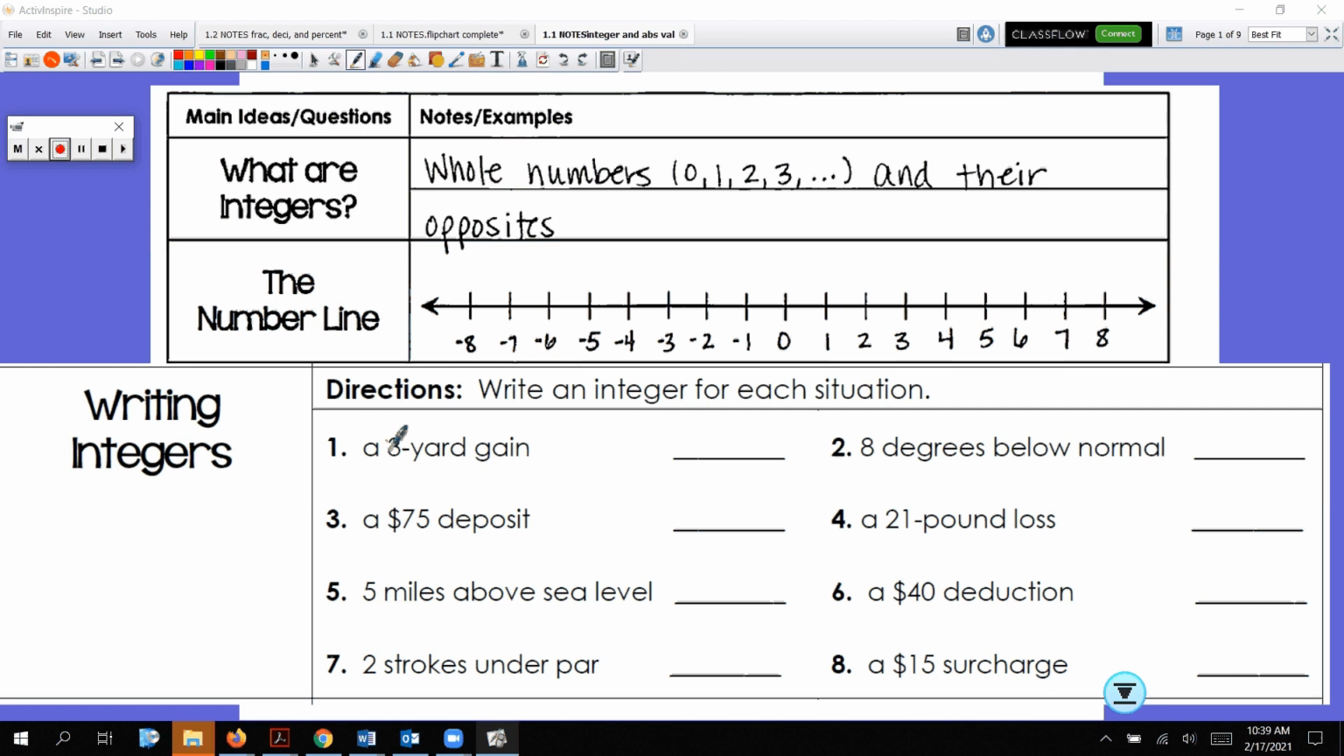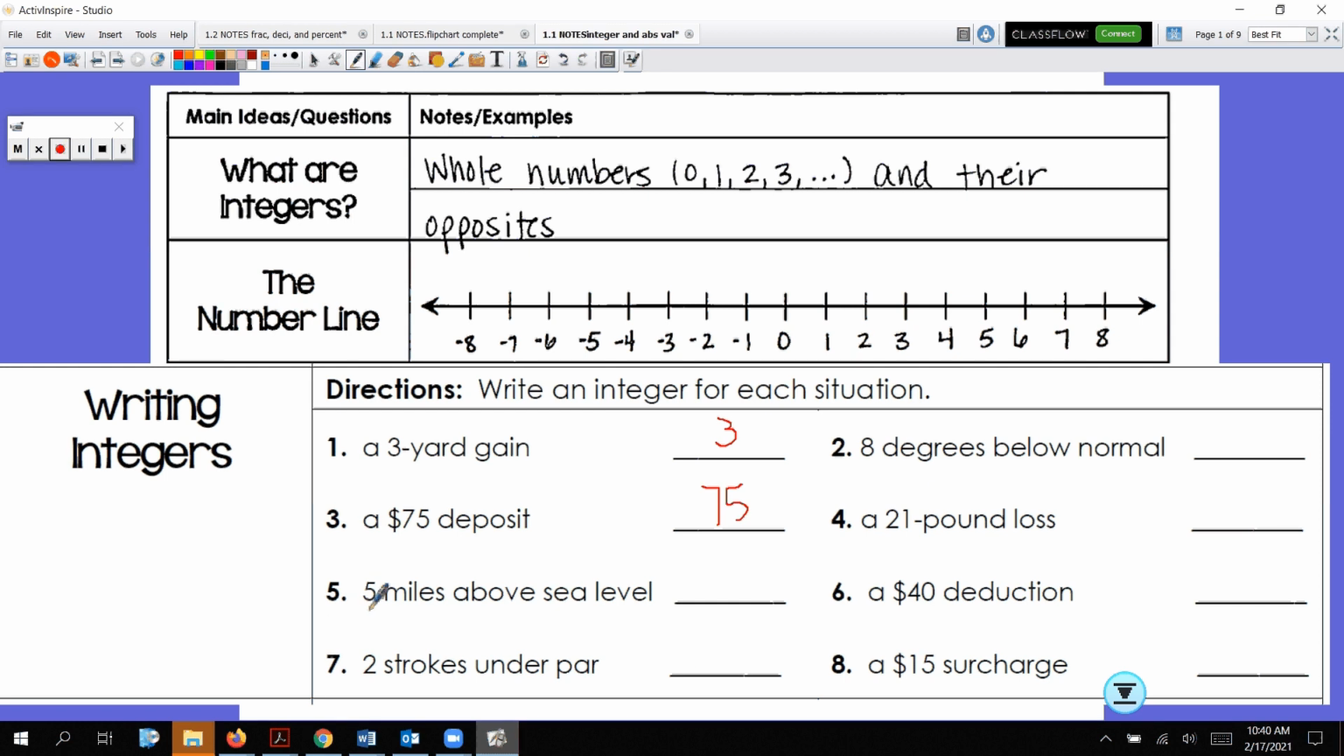Now, first, the directions were to write the integer as the situation. Am I going to have a negative number or a positive number? So a 3-yard gain, that would be a positive 3. I'm not going to write a plus sign in front of it, because we don't really write that unless we're adding 3. A $75 deposit, I'm putting that into my bank. That is also a positive integer.